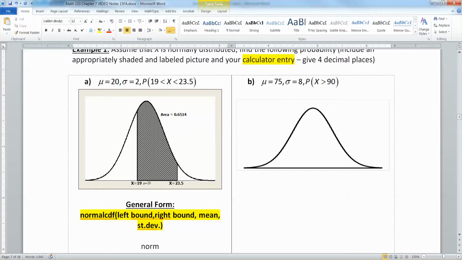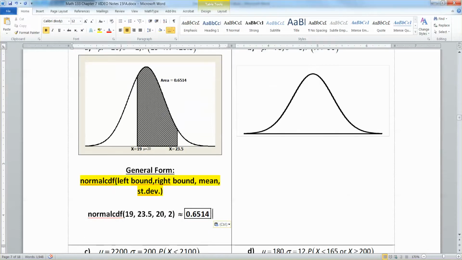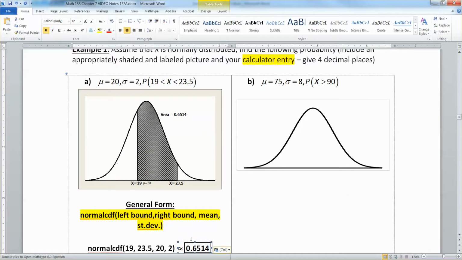So now what is that? That's going to be normalcdf. Now look at the left-hand edge of what we shaded. Well, that left-hand edge is that black vertical line. That's 19. And the right-hand edge is 23.5. The mean was 20. The standard deviation was 2. And that's going to give us a value of 0.6514. I'll show you where that is in a second.